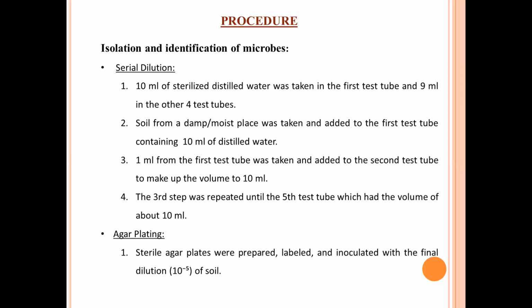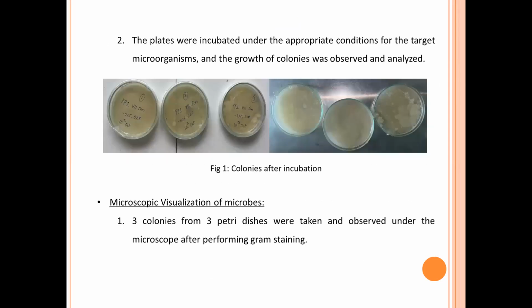Coming to the procedure, first we did the serial dilution by taking a moisture sample from the college campus as a microbial source, and then we prepared three agar plates, and then the serially diluted solution was spread on the agar plates that we prepared. After that, incubating the agar plates overnight, colonies were produced. Next.